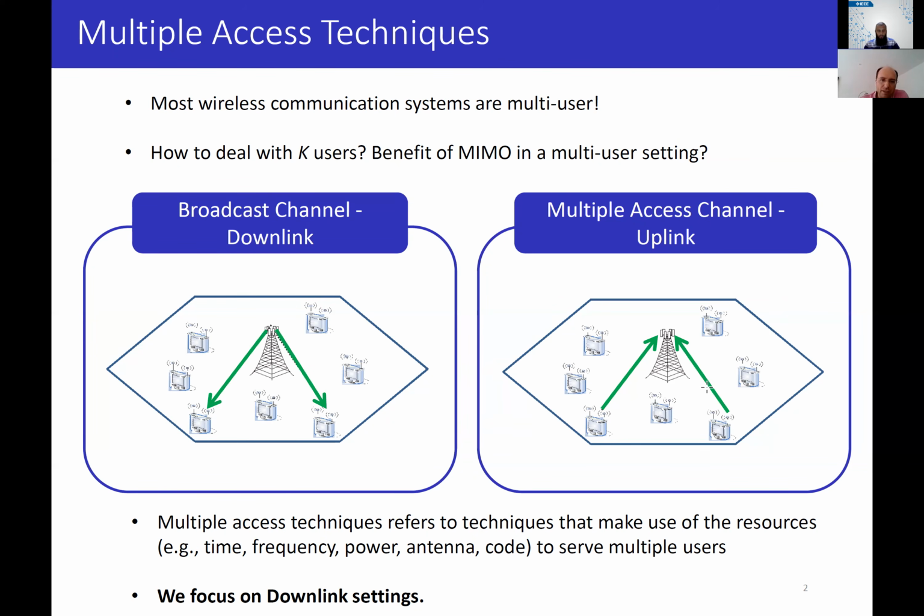And so multiple access techniques refer to all types of techniques that make use of the resources to serve multiple users, and those resources could be time, frequency, power, antenna, code, and so on. And so in this talk, we'll mainly talk about the antenna domain, and the power domain will come into play as well. We'll not talk too much about the code domain. And we will focus on the downlink settings, even though some ideas are actually transferable to uplink, but the emphasis will be on downlink here.